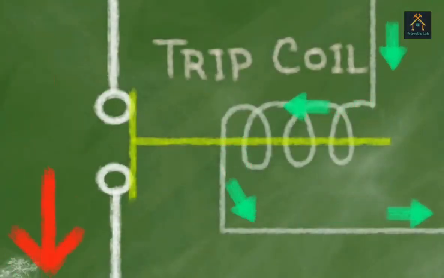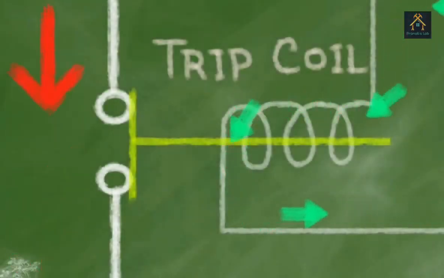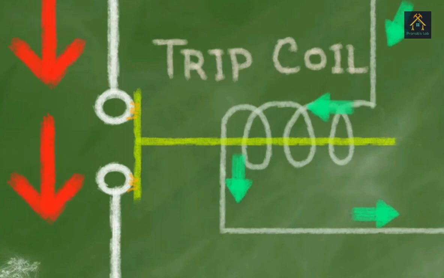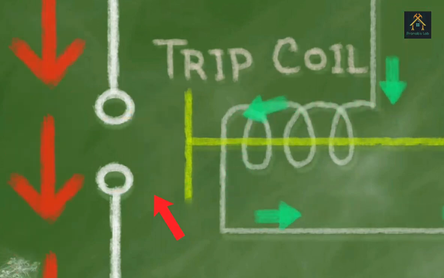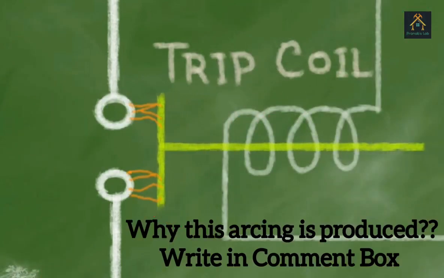Did you notice that while making and breaking of the contacts of the circuit breaker, an arc was forming between the plunger and the contacts? Why this is occurring, please write in the comment box.